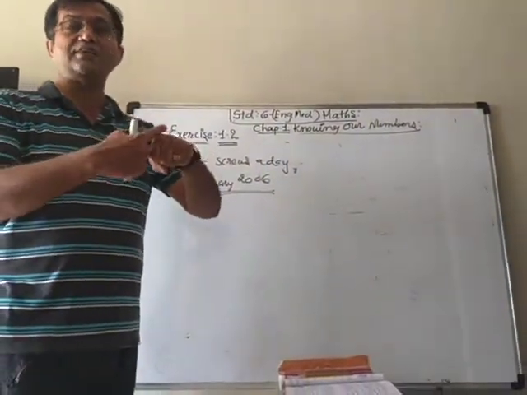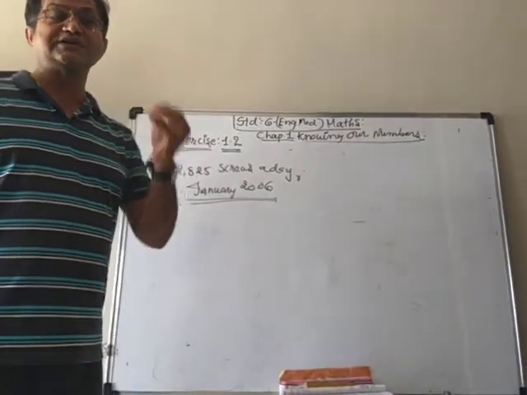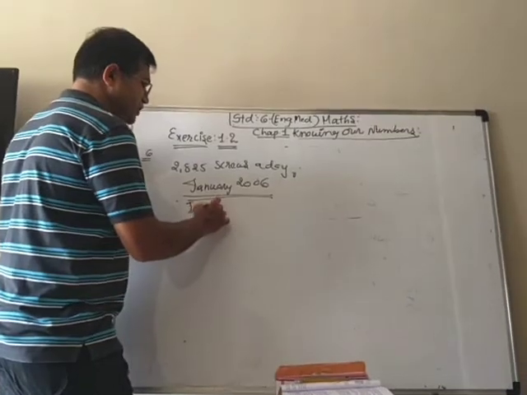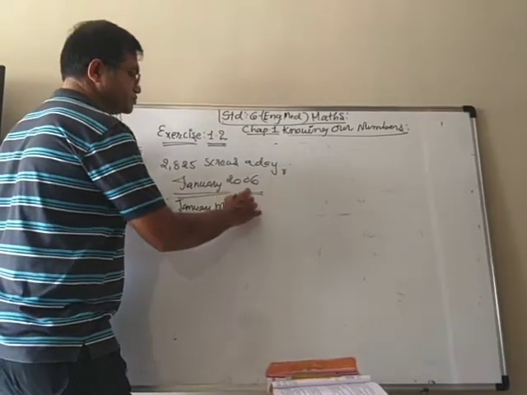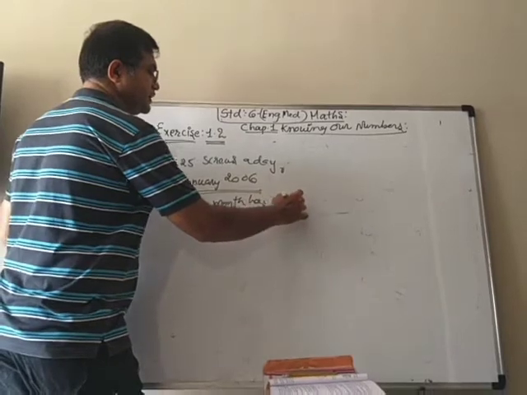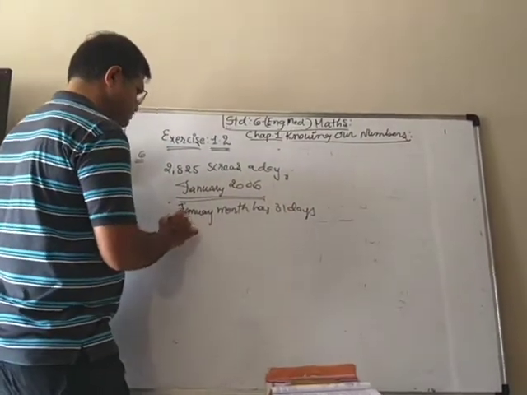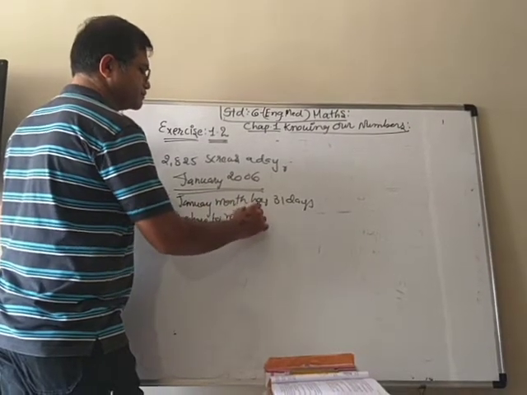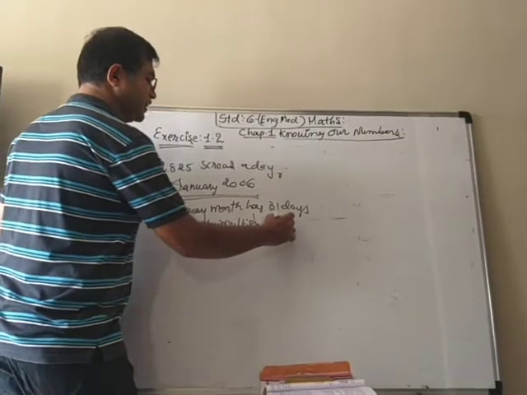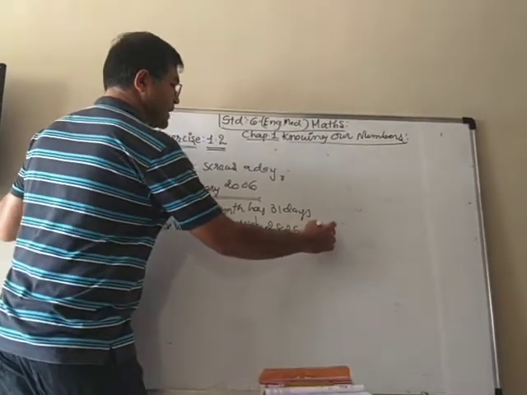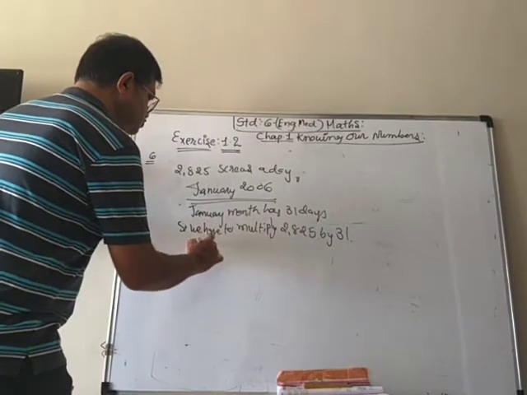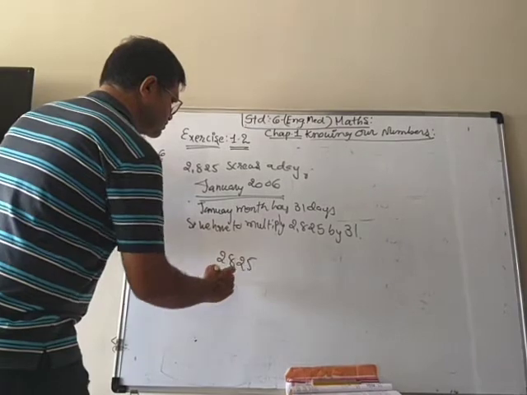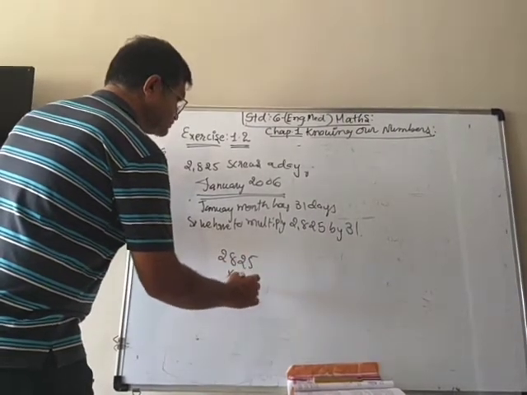So first is January, and everybody knows January has 31 days. So the January month has 31 days. So we have to multiply 2,825 by 31. So 2,825 multiplied by 31.